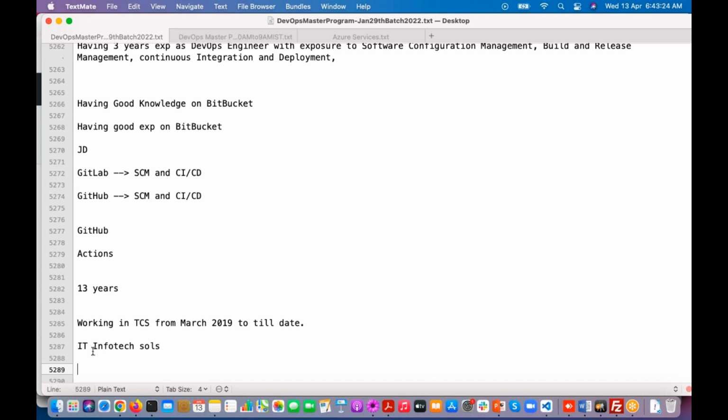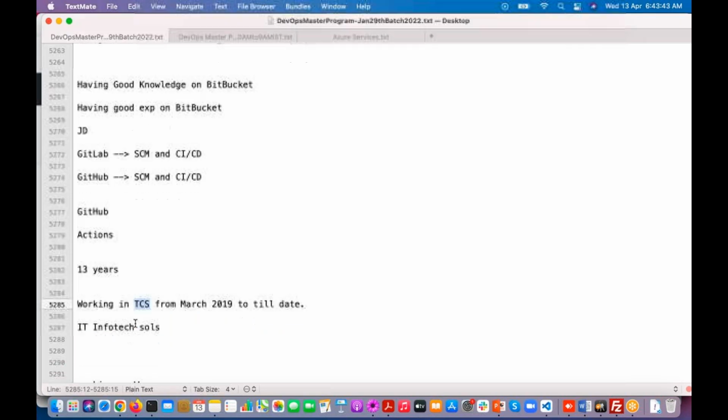I'm under the payroll of IT Infotech Solutions. Guys, this is just one name I'm giving. I don't know whether it exists or not. I'm working under the payroll of IT Infotech Solutions and deputed at the client location TCS. So in TCS, I'm working as a contract employee. At that time they are going to ask, can you share your TCS email ID? Then how are you going to escape? What answer are you going to say?